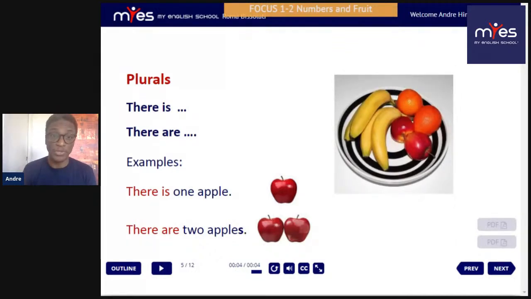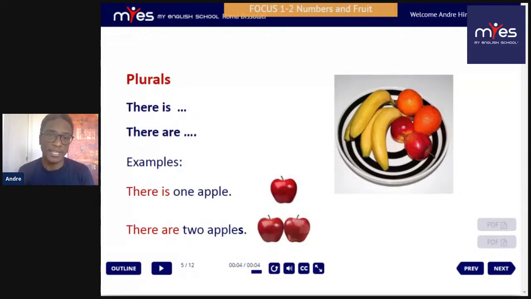What is there? So on that plate, we have different fruit. So let's look at these fruits. Are they plural or singular? So here we have bananas, the yellow ones, bananas. So here we have 1, 2, 3, 4. 4 bananas. So remember, 4 is plural. So we use there are. So there are 4 bananas.